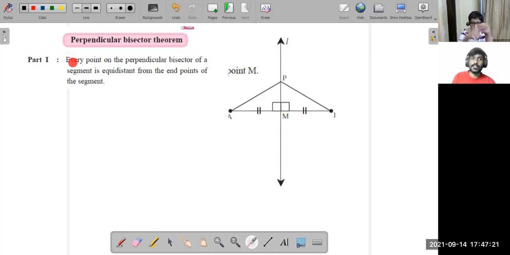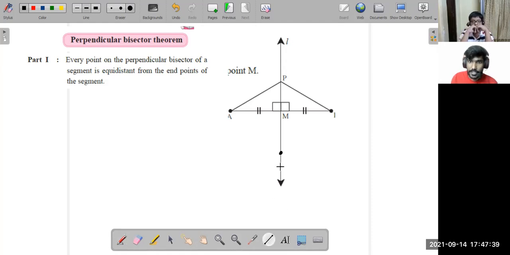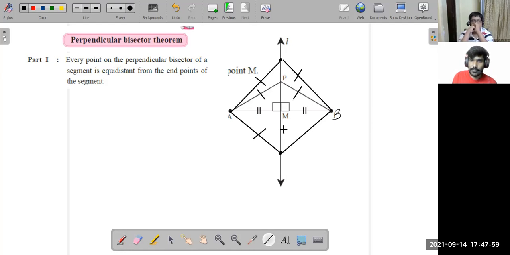Clear? So what this says is that every point on the perpendicular bisector is equidistant from the end points of the segment. That means on this perpendicular bisector, you take a point anywhere. Suppose I take a point here. This point will be at equal distance from A and it will be at equal distance from B. So if you take a point here, this point will be at equal distance from A and B. That means anywhere you take, these two sides will be equal to each other. Is this clear what the theorem says? Yes, sir.